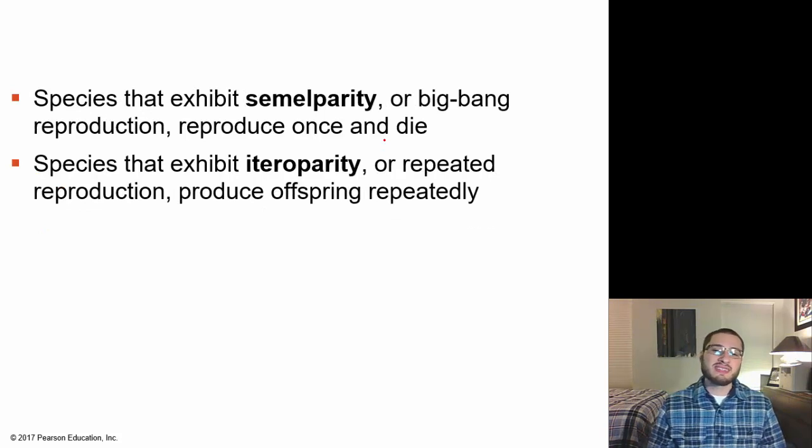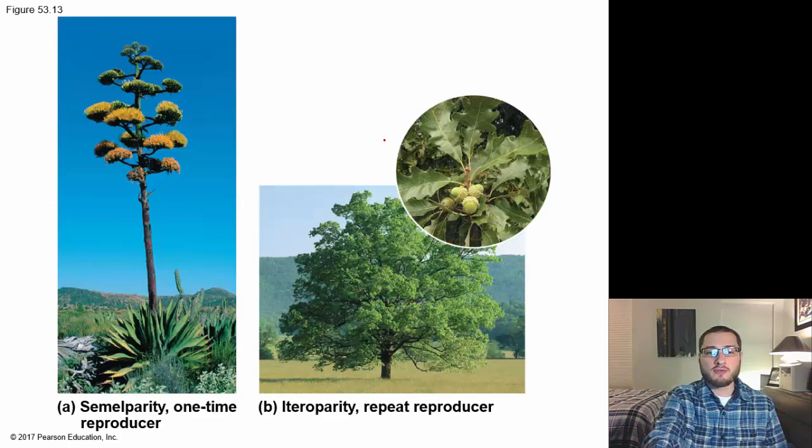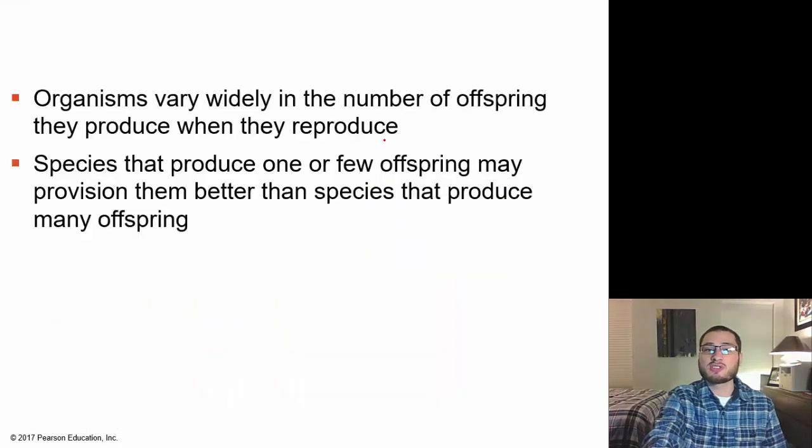So species that exhibit semelparity, or Big Bang reproduction, reproduce once and then they die, and then you have species that exhibit iteroparity, or repeated reproduction, producing offspring repeatedly throughout their lifetime. So you have one-time reproducers, and then you have repeat reproducers. Different plants reproduce differently. Organisms vary widely in the number of offspring they produce when they do reproduce, and species that produce one or few offspring may provision them better than species that produce many offspring.